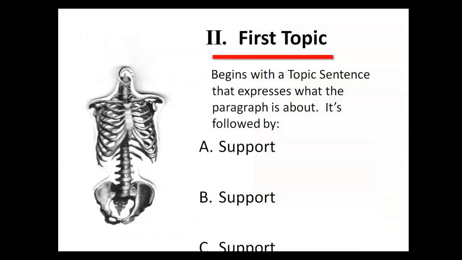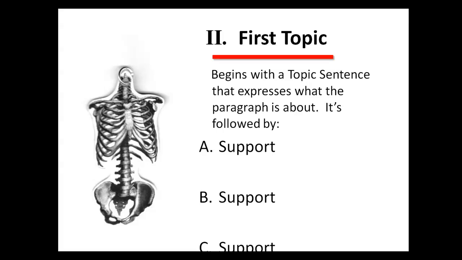Next, your first topic. The next paragraph begins with the topic sentence and expresses what the paragraph is all about, followed by support, and more support. This is a quick and easy way to help you stay on track. Now remember, you're not married to this. You don't have to completely adhere to the outline.